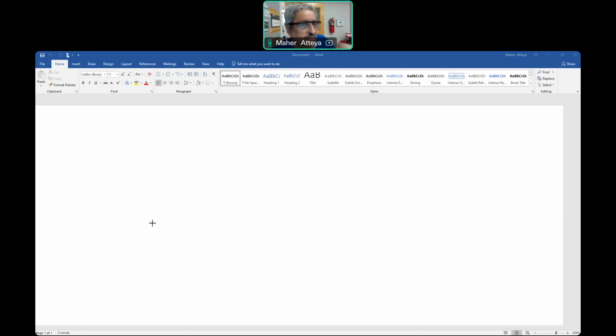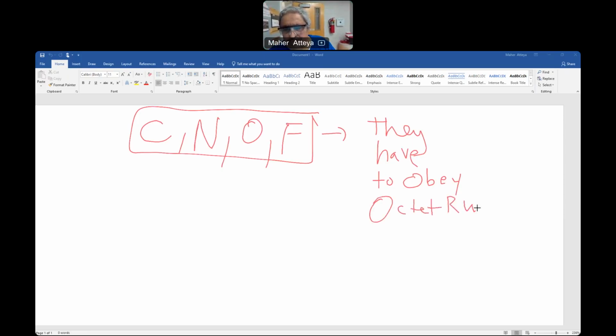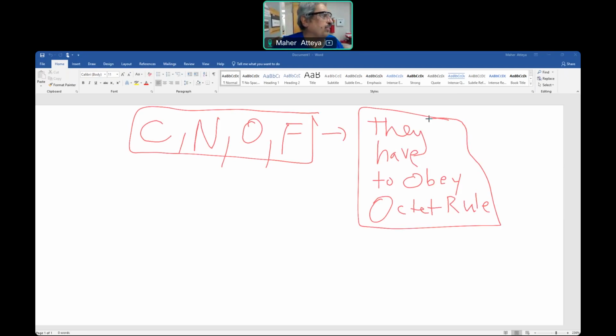Yes, not all the elements. We have only 4 elements that will obey the octet rule: carbon, nitrogen, oxygen, and fluorine. Those are the 4 elements. They have to obey the octet rule. They have no other choice. If they don't obey the octet rule, it means your Lewis-Dot structure is not correct. All the other elements can violate the octet rule, correct?